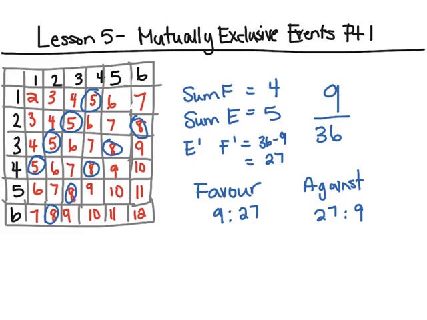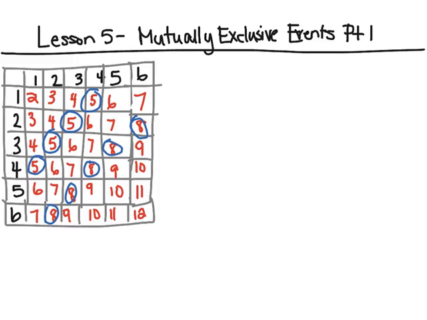Okay, part C. Is rolling a 5 or an 8 a mutually exclusive event? Explain. So getting the sum of a 5 and the sum of an 8 is mutually exclusive because you can't get a 5 and an 8 at the same time. So it's completely separate from each other because they don't overlap in any way.